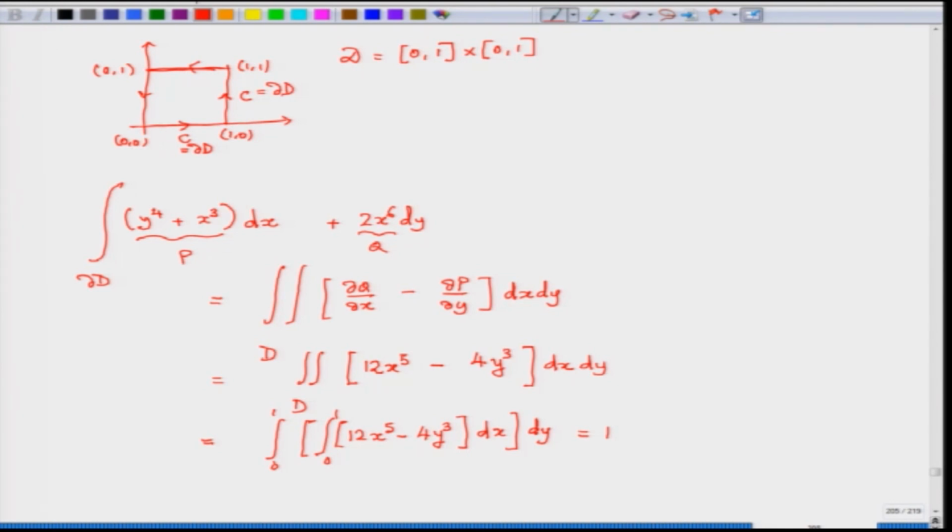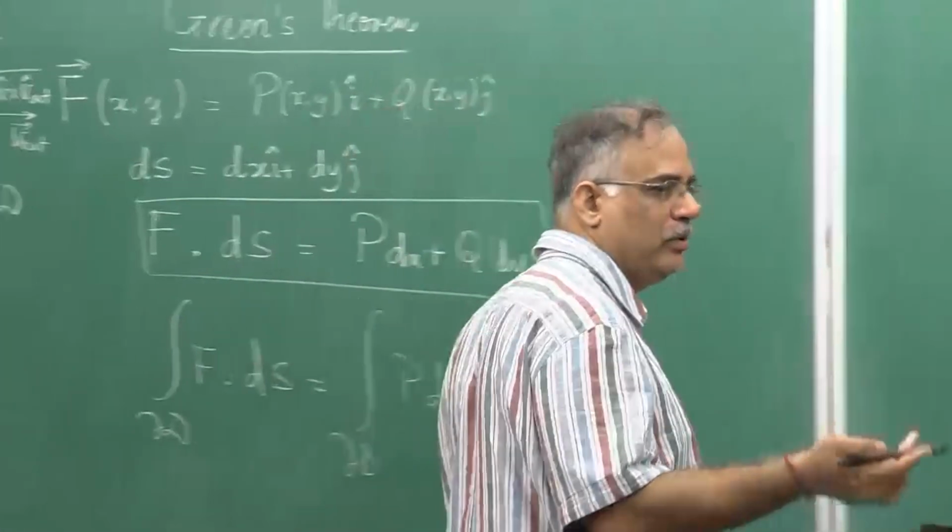So, you start from 0 0 and compute up to 1 0. Then you start from 1 0 and compute up to 1 1, then from 1 1 up to 0 1, then 0 1 to 0 0. That is the 4 different line integrals you need to calculate if you want to evaluate the line integral that we are choosing.